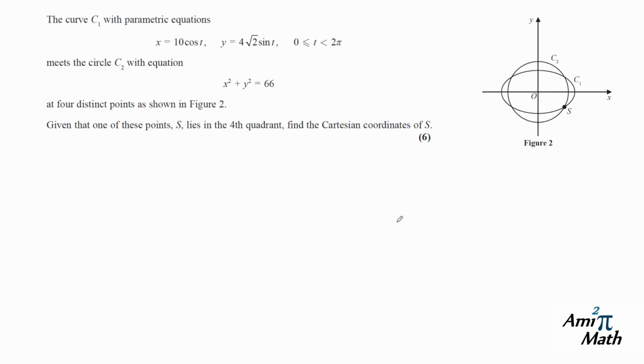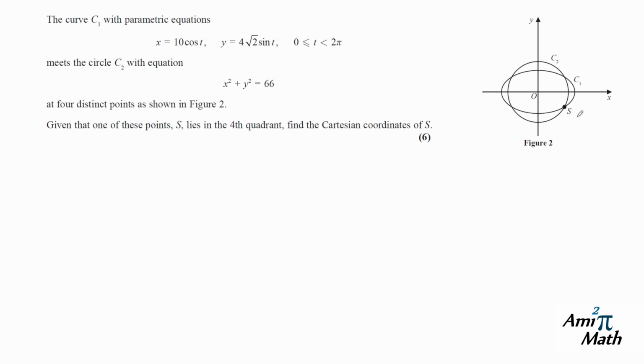The curve C1 with parametric equations x equals 10 cos t, y equals 4 root 2 sin t, meets the circle C2 with the equation x squared plus y squared equals 66 at 4 distinct points as shown in figure 2 here. Given that one of these points S lies in the 4th quadrant, find the Cartesian coordinates of S.